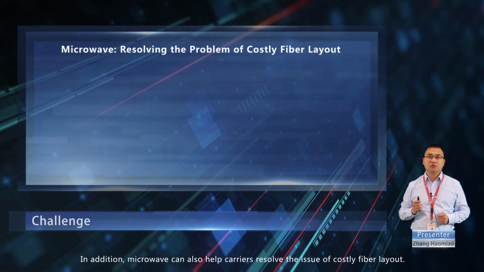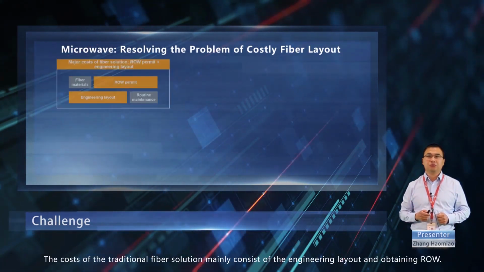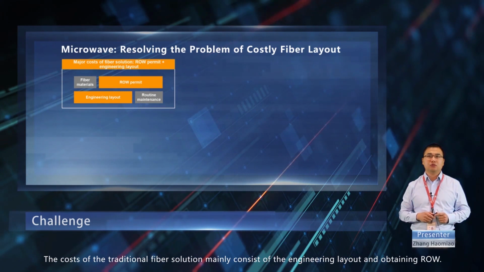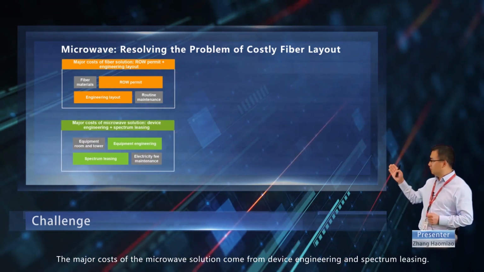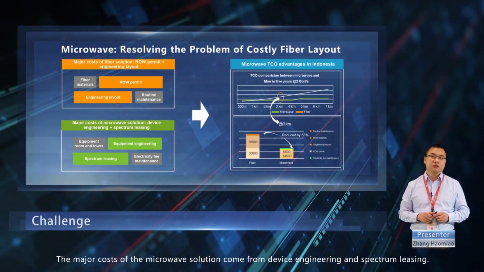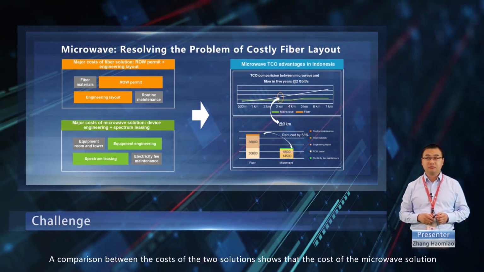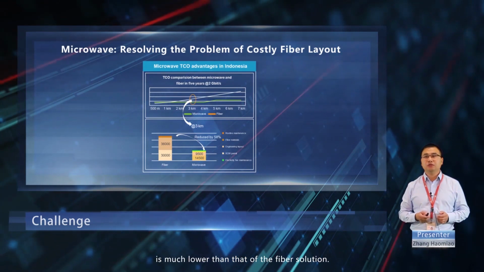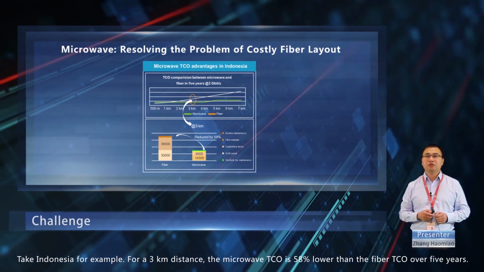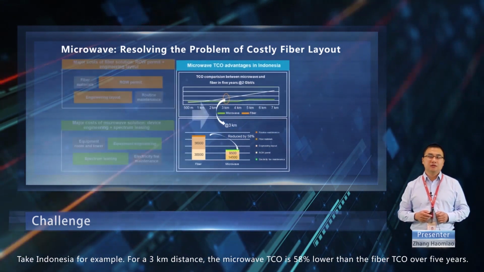In addition, microwave can also help carriers resolve the issue of costly fiber layout. The costs of the traditional fiber solution mainly consist of the engineering layout and obtaining right-of-way. The major costs of the microwave solution come from device engineering and spectrum leasing. A comparison between the costs of the two solutions shows that the cost of the microwave solution is much lower than that of the fiber solution. Take Indonesia, for example. For a 3-kilometer distance, the microwave TCO is 58% lower than the fiber TCO over 5 years.